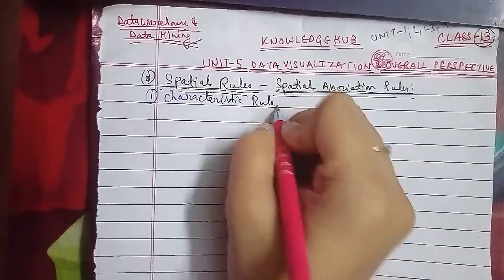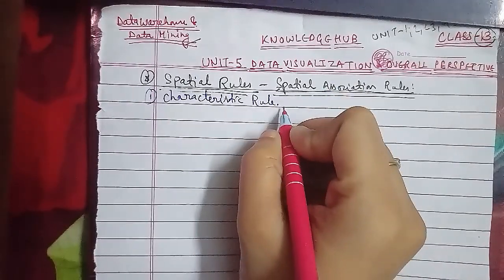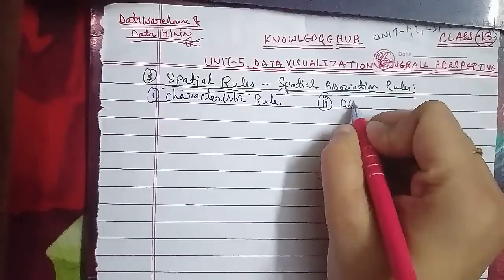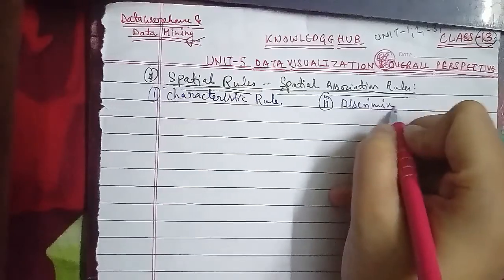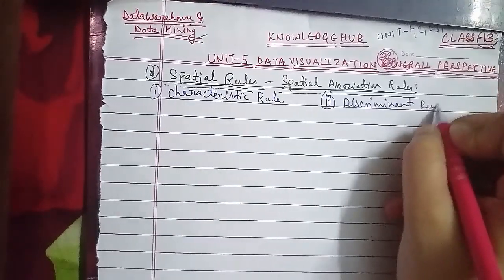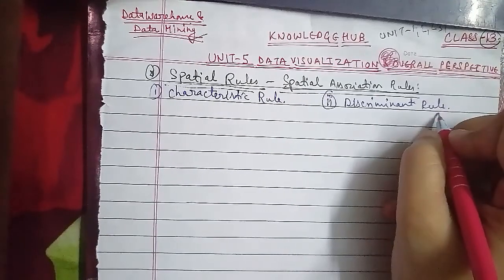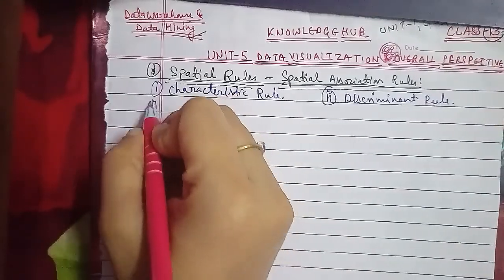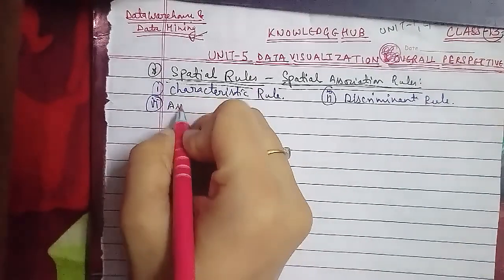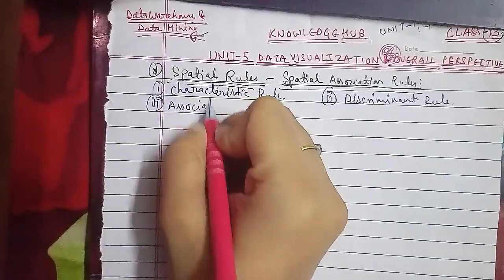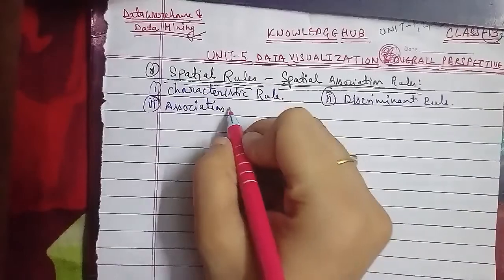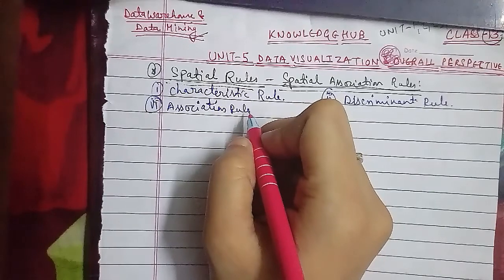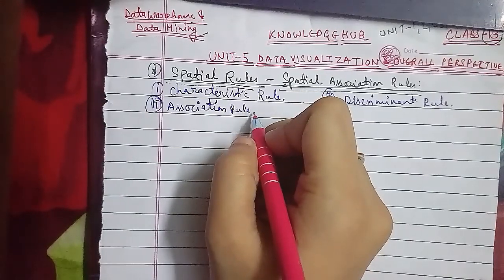In characteristic rule, it describes the data. The second we have is the discriminant rule. In discriminant rule, it explains the difference between different classes of the data. The third we have is the association rule. In association rule, there is implication of one set of the data by another here.